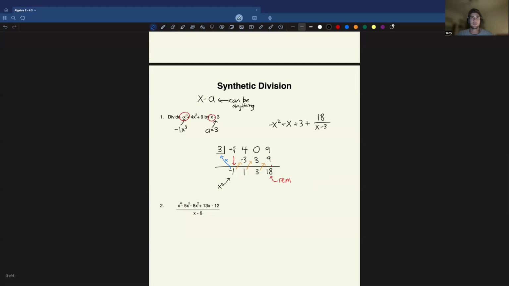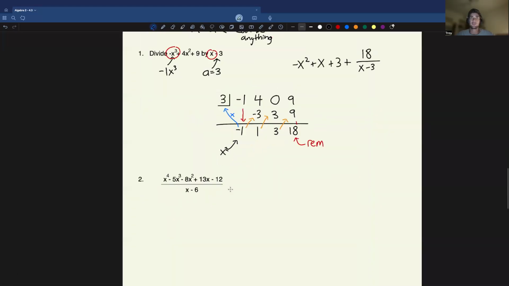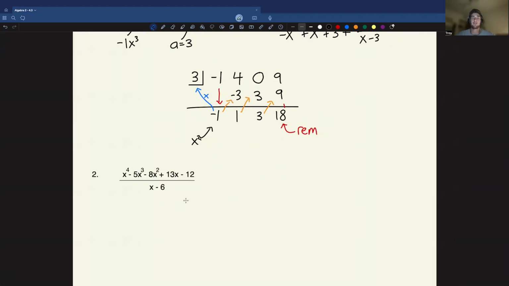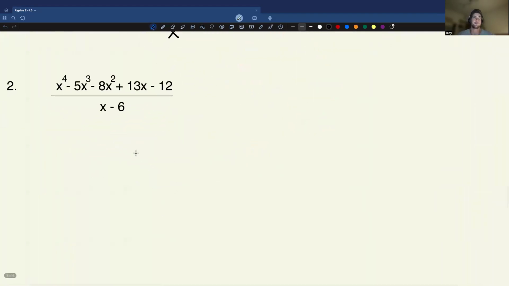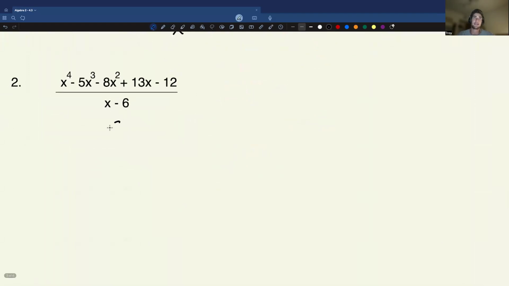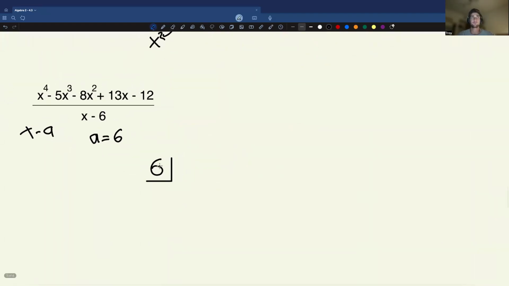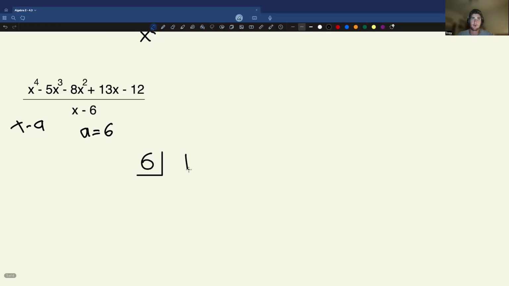Okay, that's good. So synthetic division, once you get the hang of it, can come super fast. So let's do it for this one. So x minus 6, that means that a is equal to, this is x minus a. So a is equal to +6. Okay, so that's what we're putting in this box, 6. And then we write down the coefficients. This one does not skip any, so we don't have to write any zeros. We have 1, -5, -8, 13, negative 12.